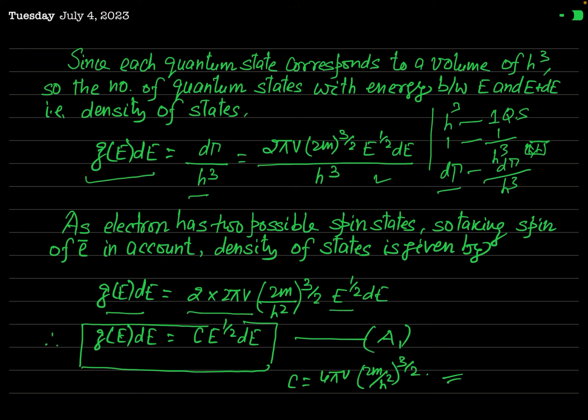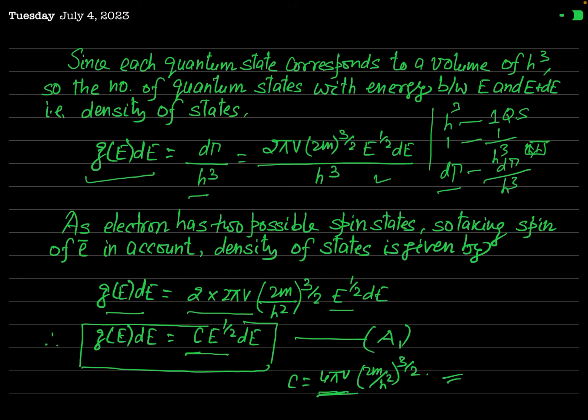Now for this factor 4 pi V times (2m over h square) whole to the power 3 by 2, I have written here C, so that this result can be easily remembered, but you must remember the value of this C. So finally we get that the density of states G of E dE is equal to C times E to the power half dE, and you can see that this density of states is proportional to the square root of the energy of the electron. And you must remember the value of C.